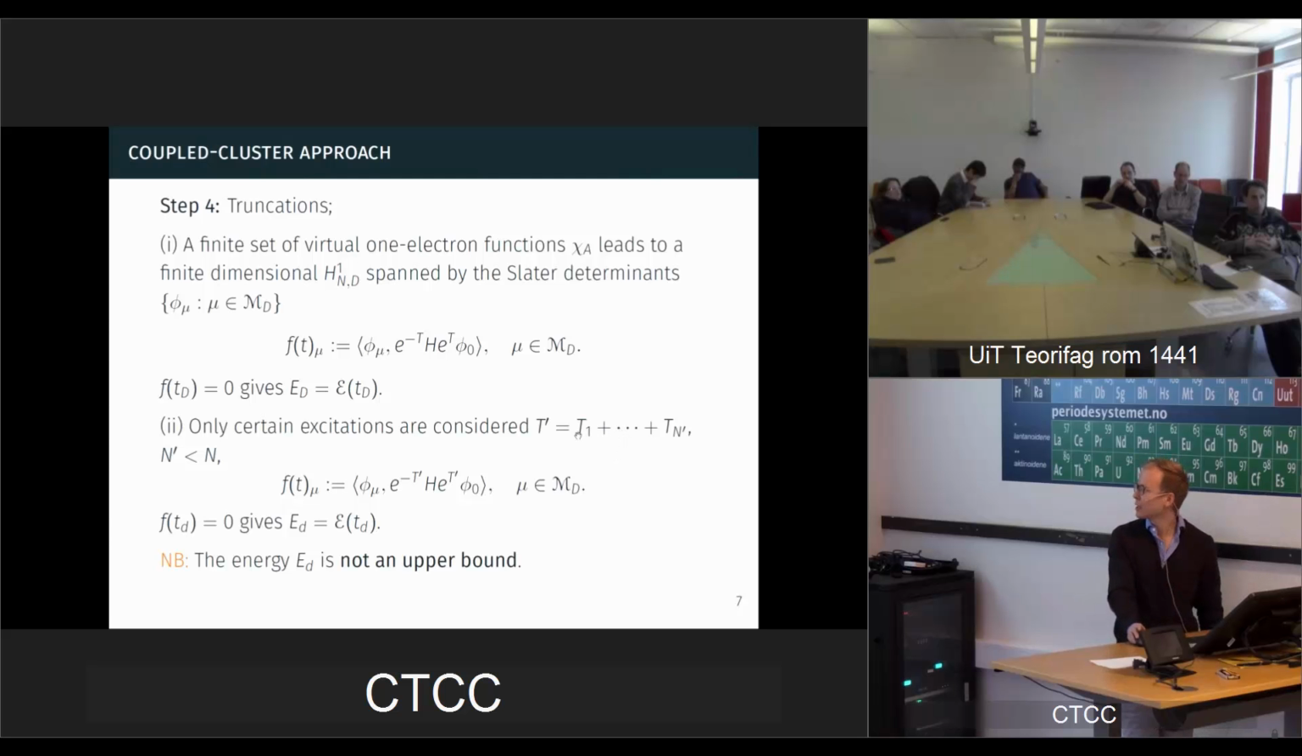So if we have many electrons, we might keep the singles, doubles, etc. up to some n prime fold excitation, where this n prime is less than the actual number of electrons. So that's denoted here by this prime. Then we solve this coupled cluster equation, and let's say we get a root T index small d, and when we plug it in, we get some other energy. So this is the truncation scheme that we have. And of course, this energy here does not need to be an upper bound to the exact energy.